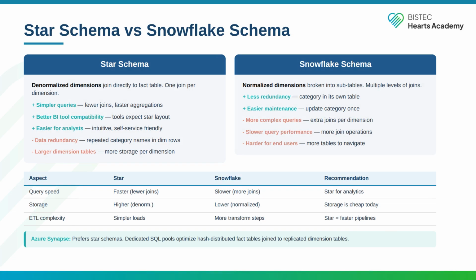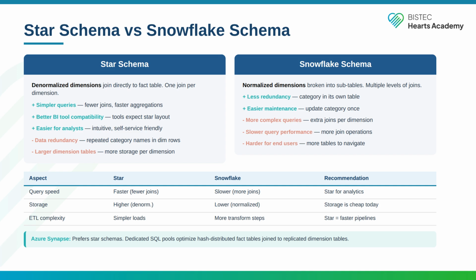Star schema versus Snowflake is one of the most common design debates in dimensional modeling. In a star schema, dimensions are denormalized. The product dimension contains category name directly as a column, even though that means repeating the word electronics thousands of times. The upside is simpler queries with fewer joins, fast aggregations, and better compatibility with BI tools like Power BI, which expect a star layout.